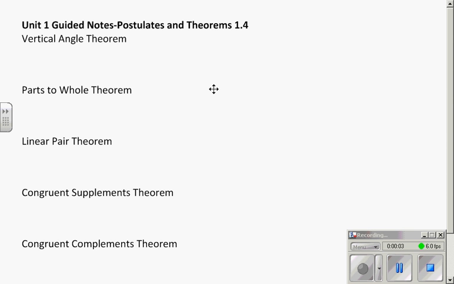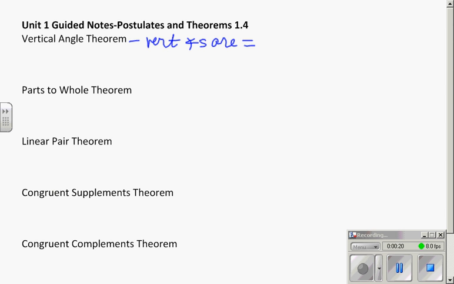All right. First definition today is the vertical angle theorem. And this is the one that lets us say that vertical angles are equal. The definition says they exist. The theorem says they are equal.